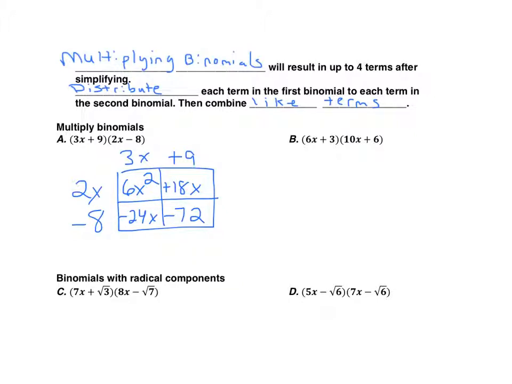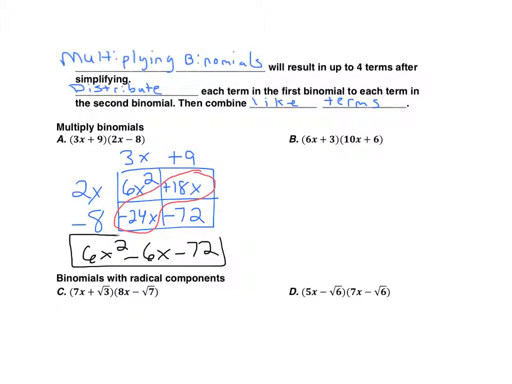And then we combine like terms. Negative 24x and 18x are like terms, so we'll combine those. So 6x squared, negative 24 and 18 make negative 6x minus 72. And there is our trinomial.